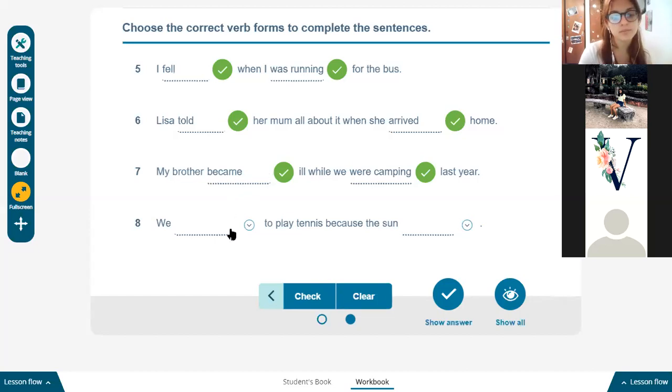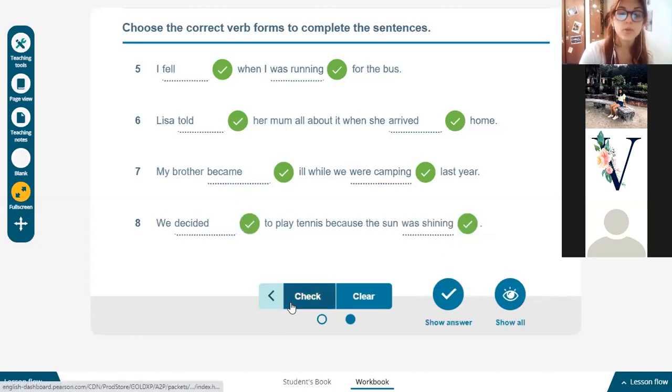Igna. Yes, we decided to play tennis because the sun was shining. Good. We decided to play tennis because the sun was shining. Here we have also an example of setting the scene. It's not a story, but you say the sun was shining. That is the scene of the day. Very good.